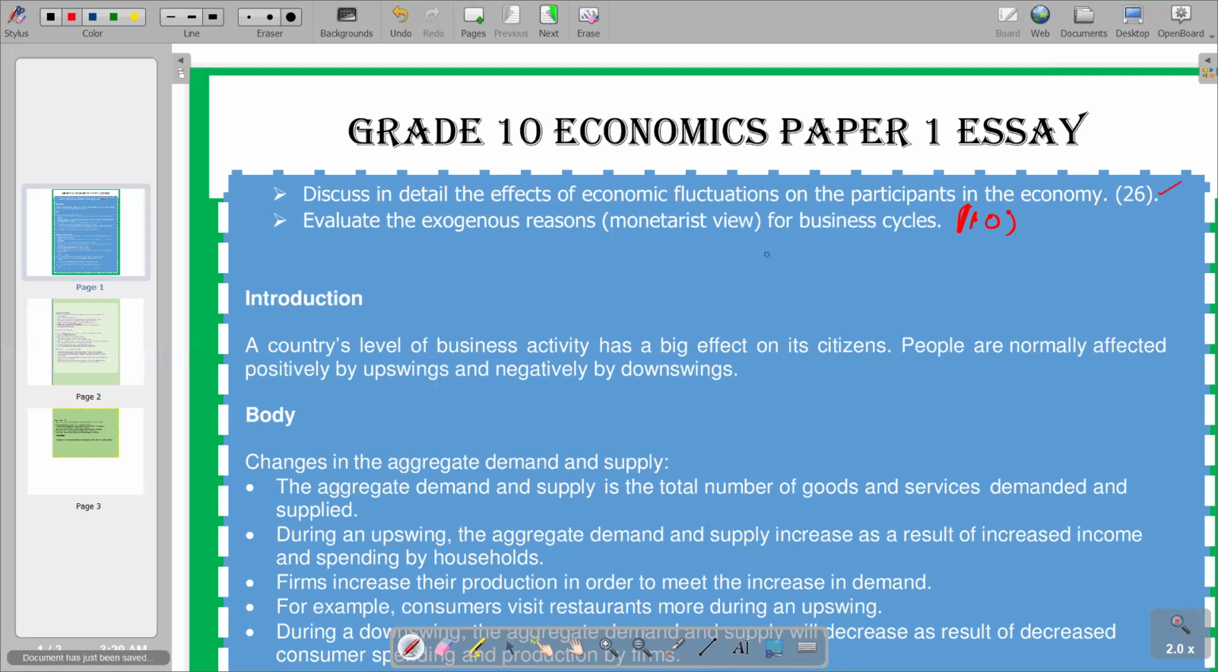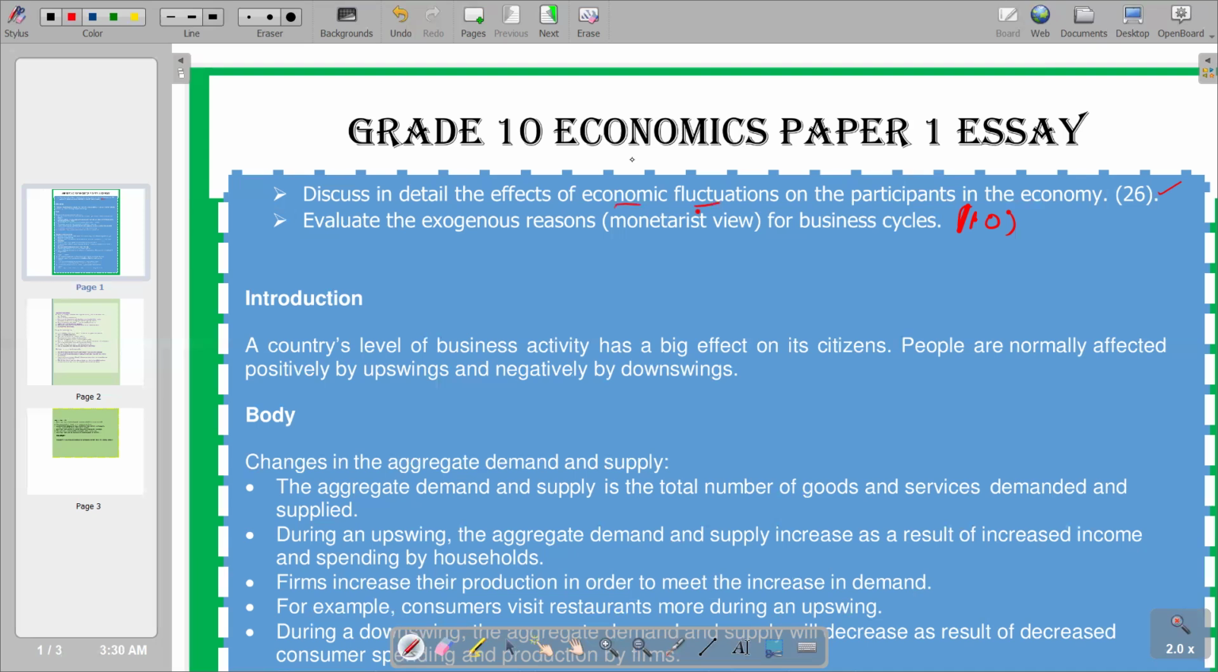So this is the question, the first part there, whereby we are looking at the effects of economic fluctuations on the participants. There are some terms in the question that we need to understand before we answer it. Question interpretation is very important to see what is required. So we have economic fluctuations that we want to understand, and what exactly they mean.